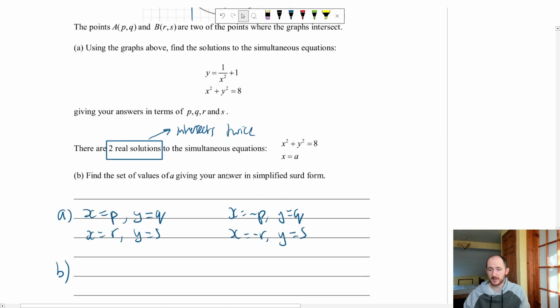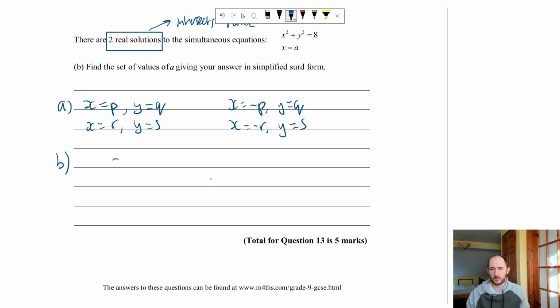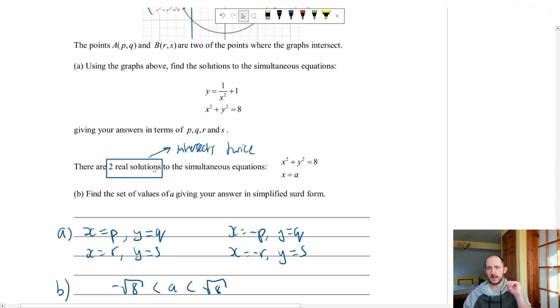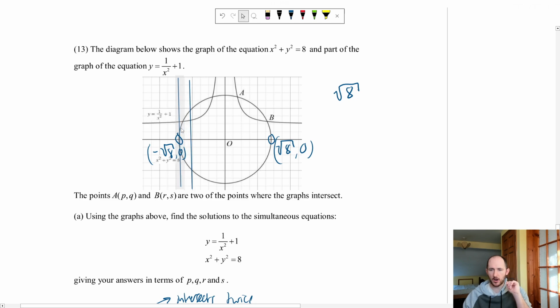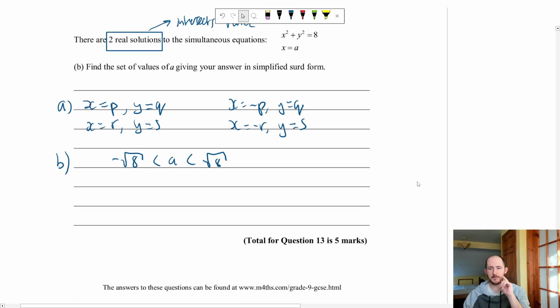So in other words, my set of solutions for a are between minus root 8 and positive root 8. Now here's the real key thing. You might wonder, why did I not put the equal sign? Well, if you remember what I said, it can't equal root 8 because then it would only have one point of intersection, which would be at minus root 8 or plus root 8. So that does not work. Instead, it has to be between those values, not including those values. So I hope that makes a bit more sense about where that comes from. But that would be what you want to do.